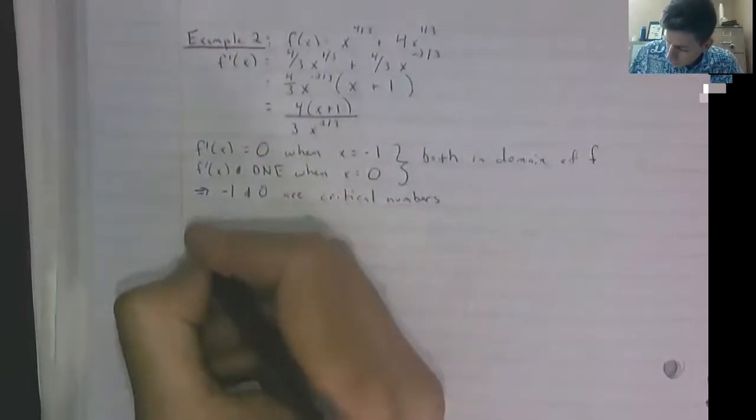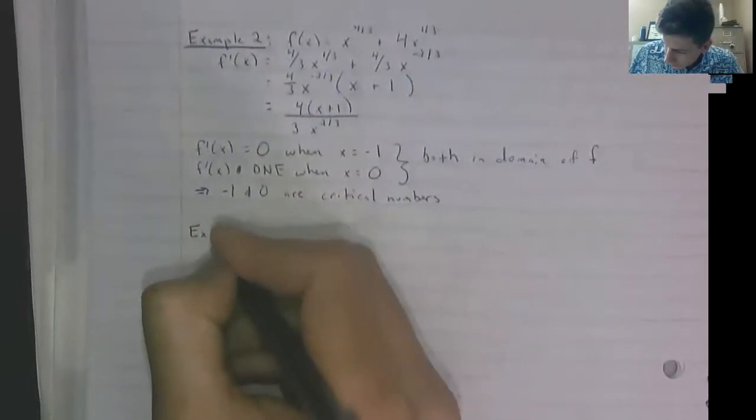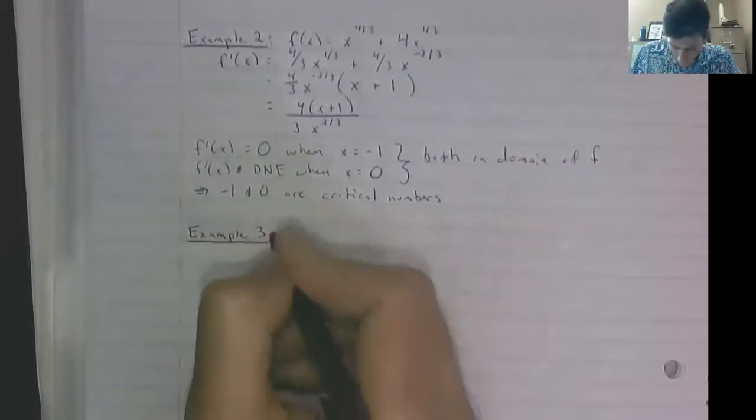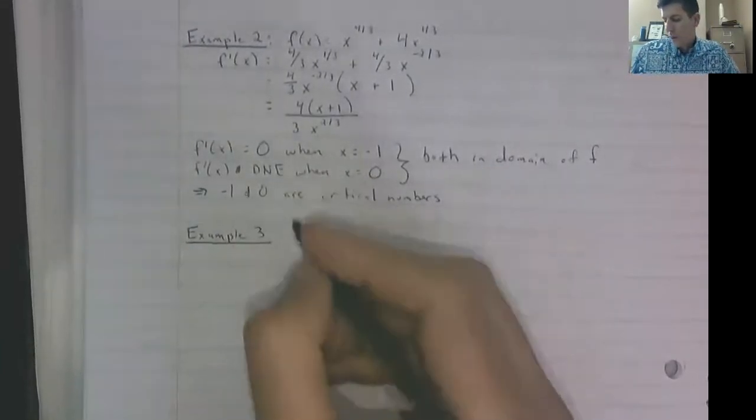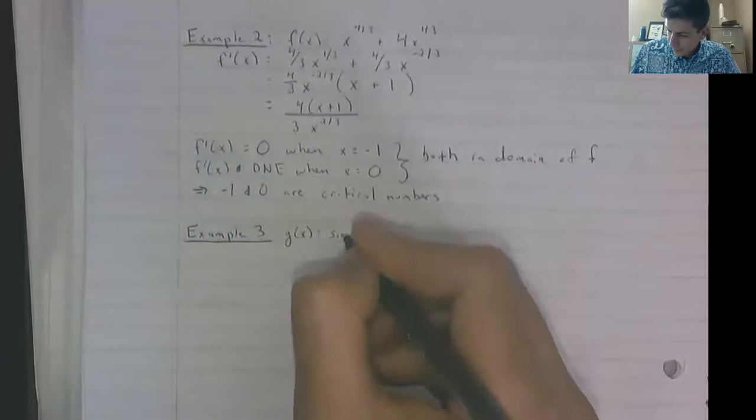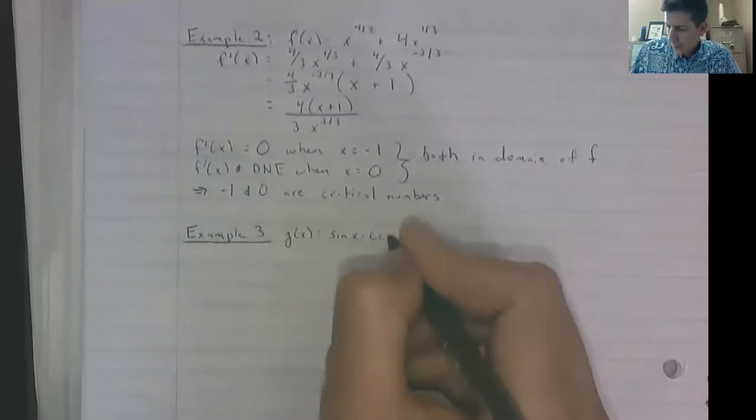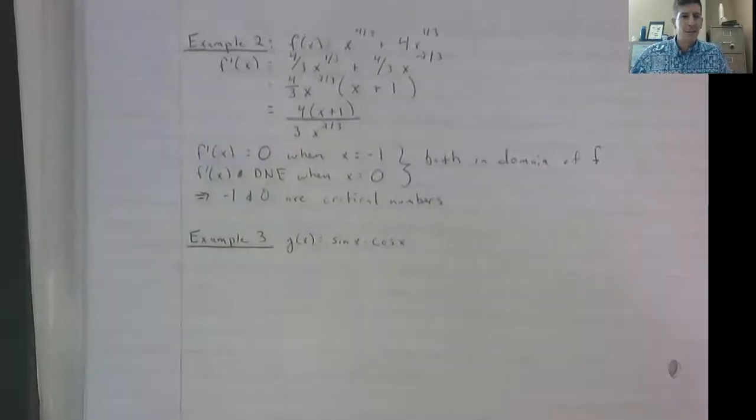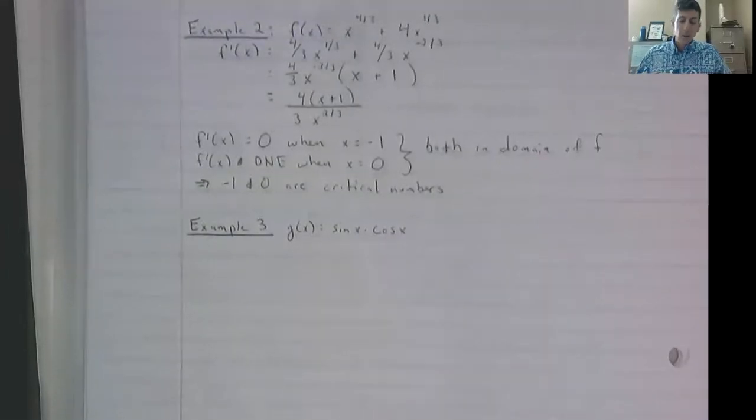Example 3. Oh yeah, trig stuff. If g of x is equal to sine of x cosine of x, why would we do this to ourselves? I don't know, because we can. Let's do some stuff. Derivative, we're looking for critical numbers.